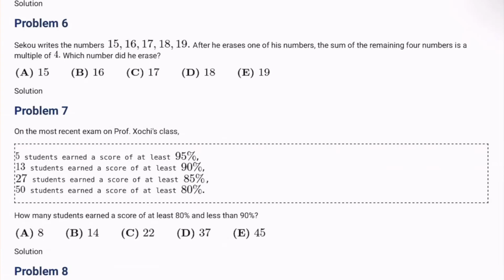Seku writes the numbers 15, 16, 17, 18, and 19. After he erases one of the numbers, the sum of the remaining 4 numbers is a multiple of 4. Which number did he erase? So we can use modulos here. 15 modulo 4 is basically the remainder is 3.